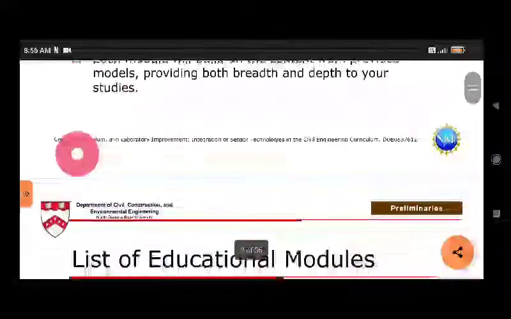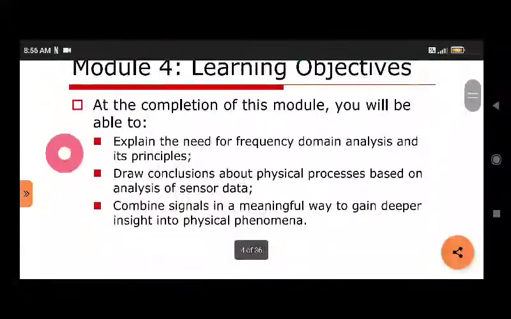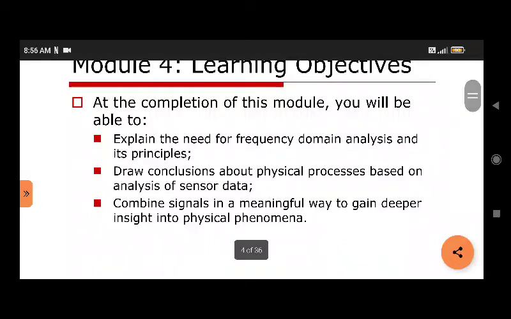In this module, at the completion you will be able to explain the need for frequency domain analysis and its principles. First of all we will study the whole concept of frequency domain analysis. Then draw conclusions about the physical processes based on analysis of sensor data.